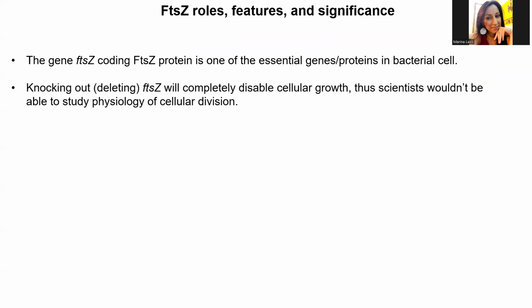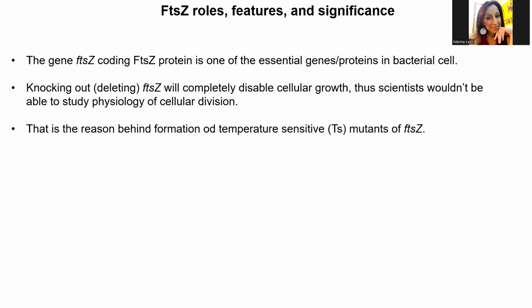First of all, it's a housekeeping gene in the cell, so it's essential. What that means is that if you want to delete it, if you want to knock it out, you can't. You have to make something called a temperature sensitive mutant, because if you just knock it out, the cell cannot grow, and you cannot examine something that doesn't grow. So that's why we are creating temperature sensitive mutants of FtsZ.